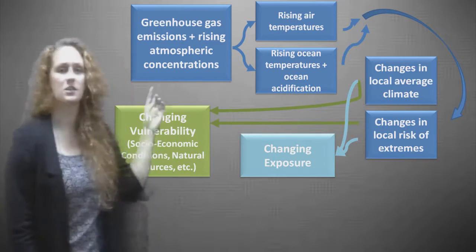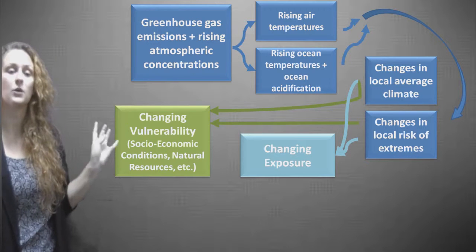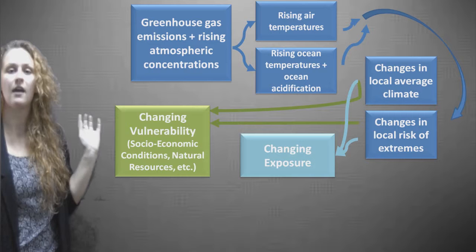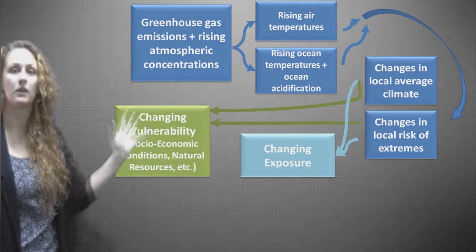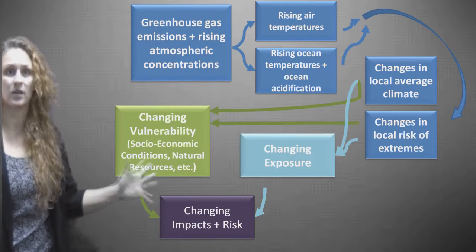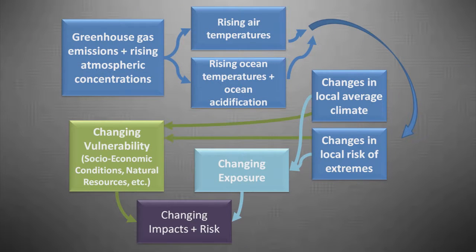But they also have consequences for vulnerability, for the socioeconomic conditions of the community and for the natural resources that are available. And this combination of the changing vulnerability and the changing exposure together leads to the change in impact and risk. In this way, the greenhouse gas emissions that we worry about for climate change eventually lead to what disaster risk management professionals will recognize as the classic ingredients of increased risk.